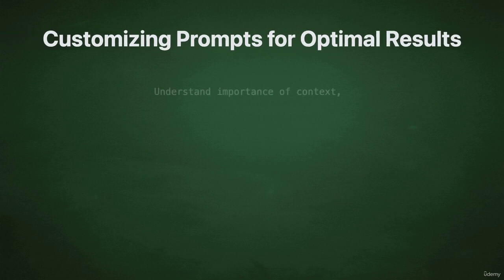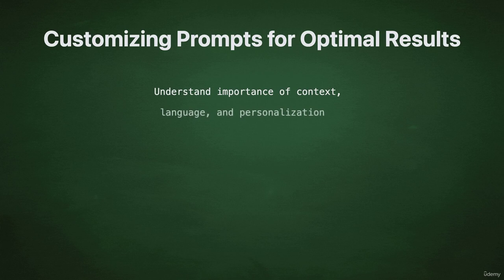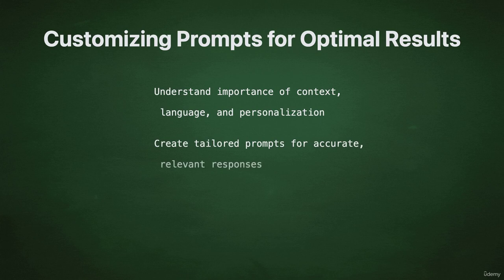In conclusion, customizing prompts for specific tasks is a valuable skill that can help you get the most out of your interactions with conversational interfaces. By understanding the importance of context, language, and personalization, you can create prompts that are tailored to your needs and preferences, leading to more accurate and relevant responses. As you continue to explore the world of conversational AI, remember to keep these principles in mind and experiment with different ways to customize your prompts for optimal results.